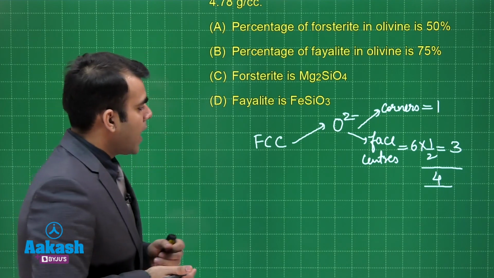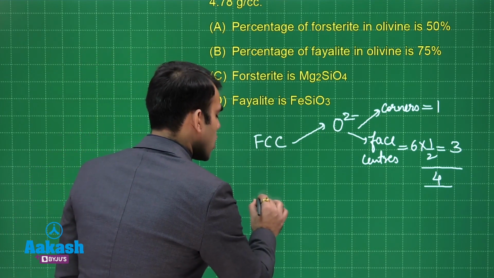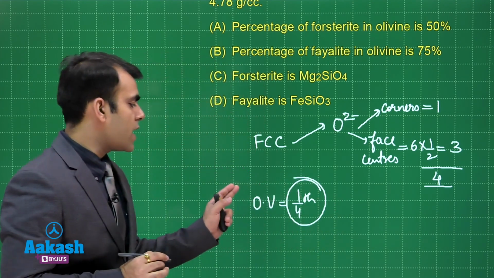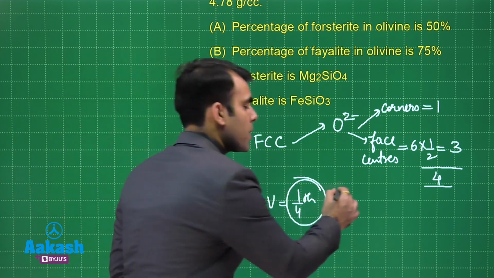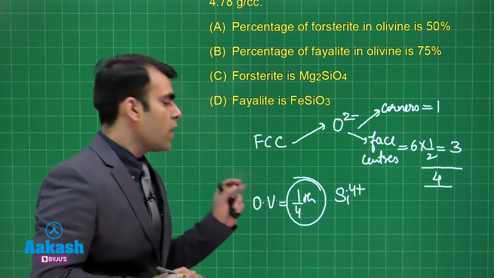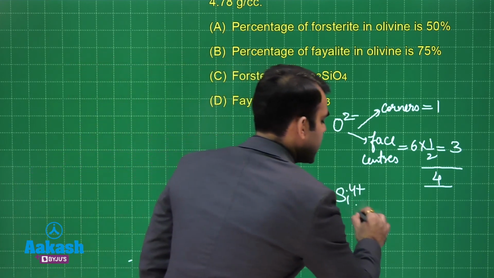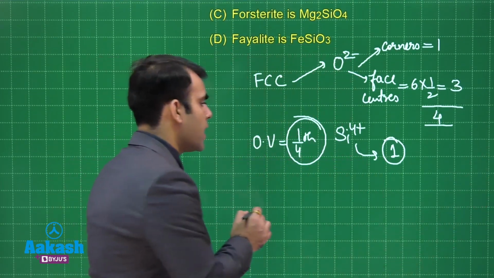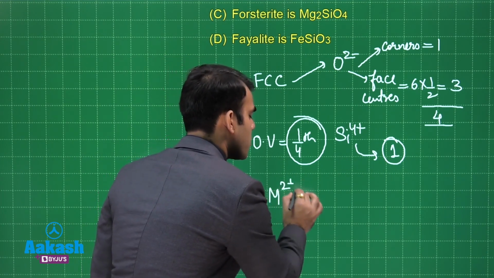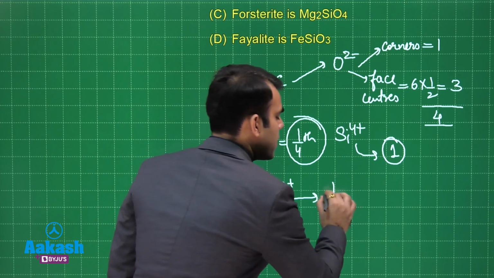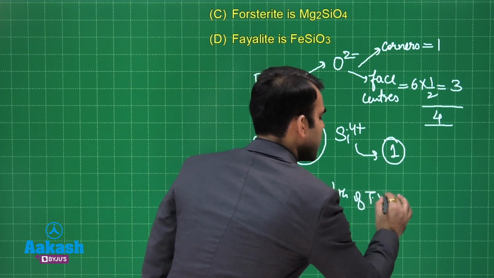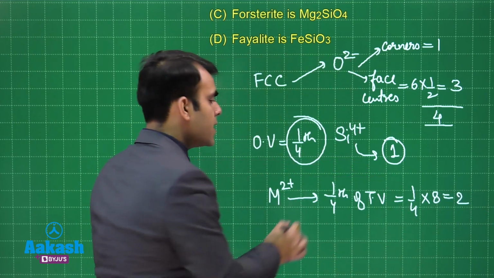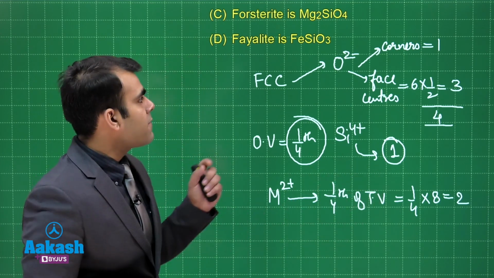Then it has been given to us that Si4+ occupies 1/4 of the octahedral voids. 1/4 of 4 is 1, so 1 Si4+ ion is present in a unit cell. Similarly, the divalent ion, M2+, occupies 1/4 of the tetrahedral voids. Total tetrahedral voids is 8, so basically divalent ions are 2 in number. And from that I can say one thing.